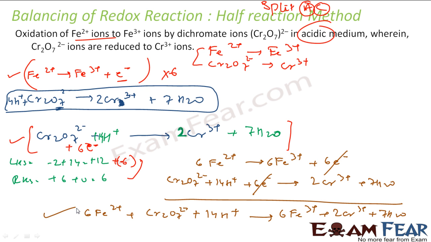Correct? The approach is different. Here, first split, then balance atoms. In atoms, you first balance all the atoms apart from oxygen and hydrogen, and then you balance oxygen and hydrogen by adding waters or OH- or H+ ions, based on whether it is an acidic or basic medium, and then you balance charge. And then once you have two different balanced reactions, you add them in such a way that the electron part is cancelled.